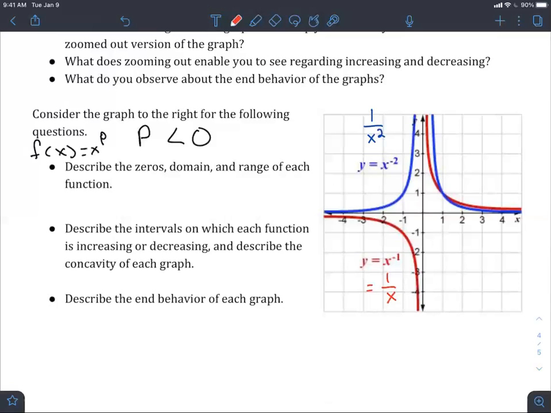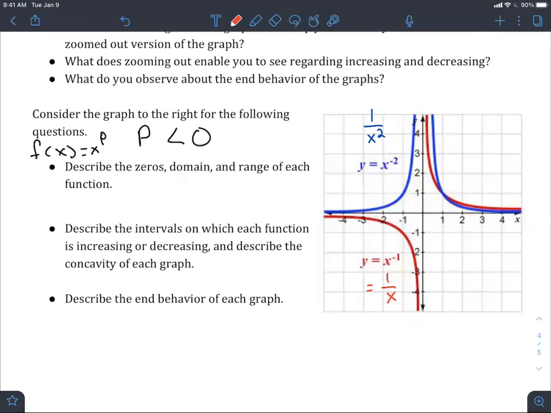Now, what is really interesting about the rational functions, and we're going to spend an entire topic talking about rational functions, in fact, topic 3. So we're going to talk about these in very general terms, and then we're going to spend all of topic 3 talking about these in very specific terms.